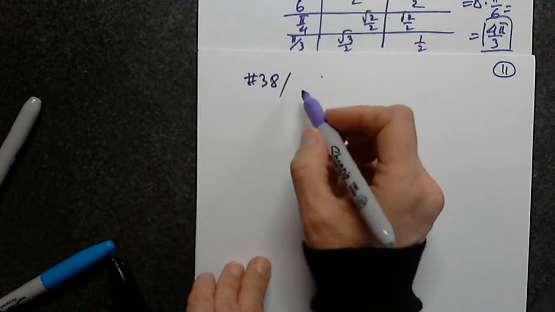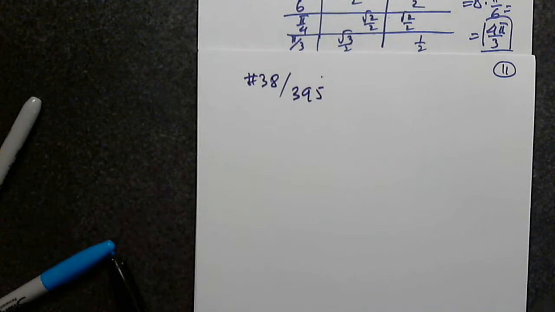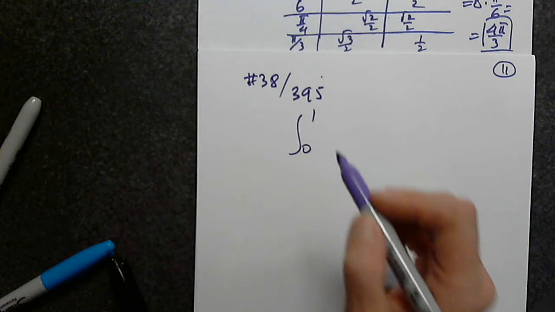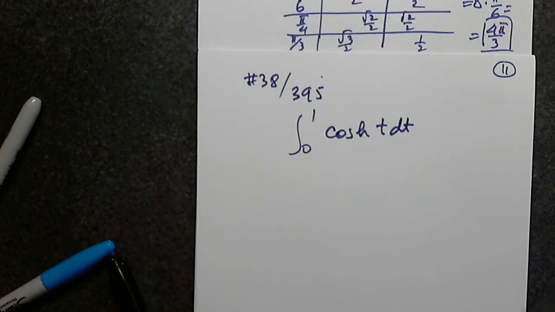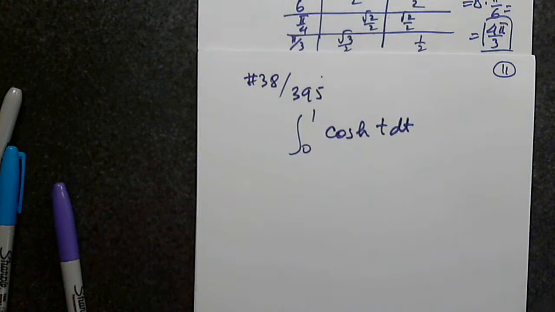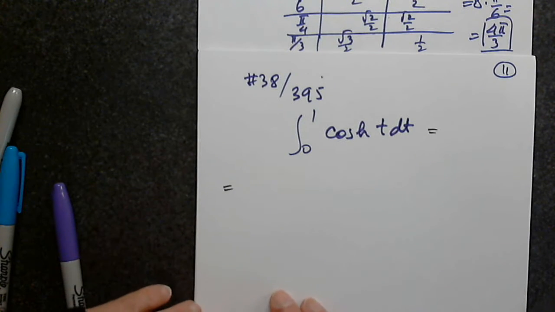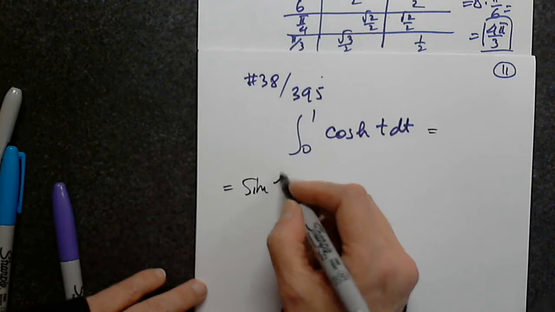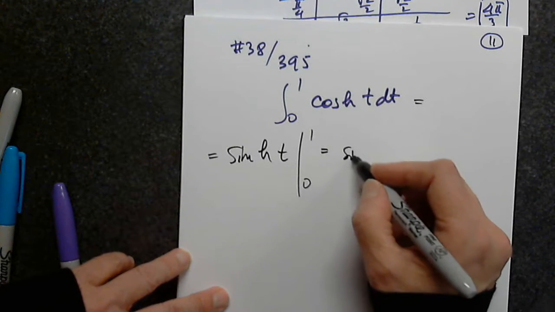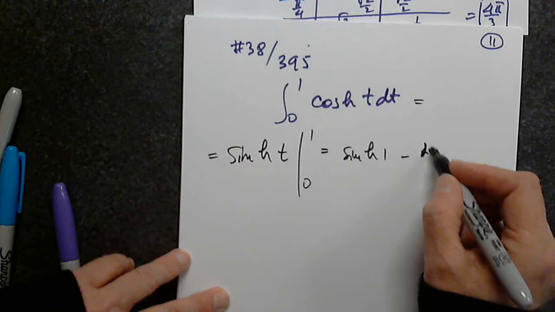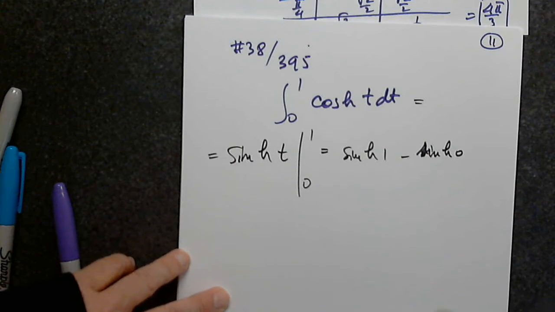38 it is, on page 395. 38. The integral from 0 to 1 of hyperbolic cosine t dt. Function times dt, the differential of the function. Okay, perfect. So then, which function has hyperbolic cosine as its derivative? Very good. Hyperbolic sine t from 0 to 1. I plug in 1, hyperbolic sine 1 minus hyperbolic sine 0. Okay.